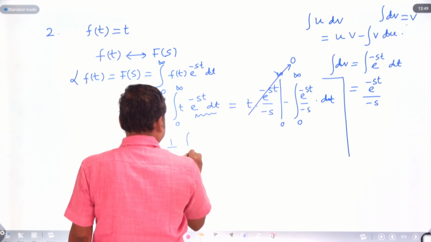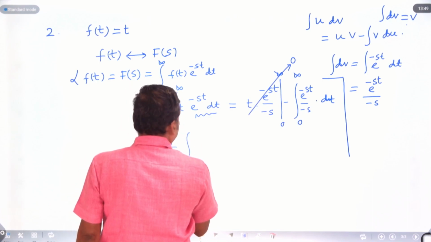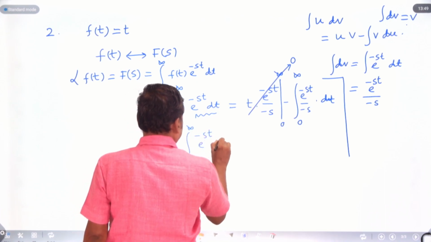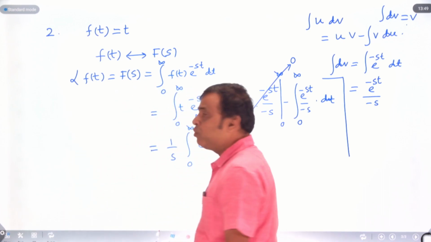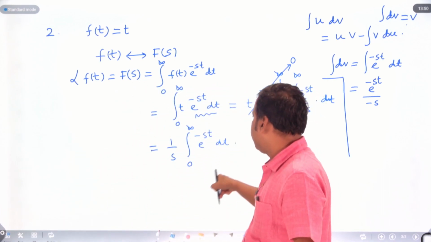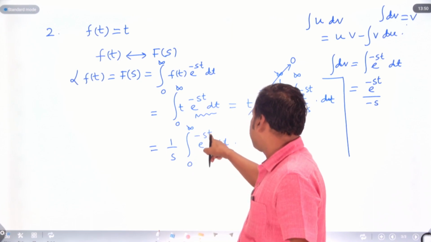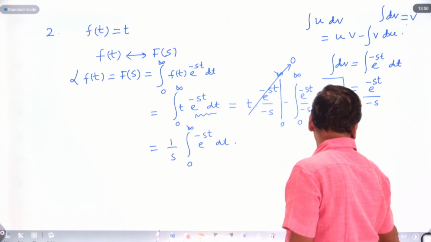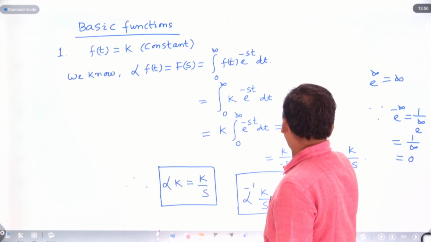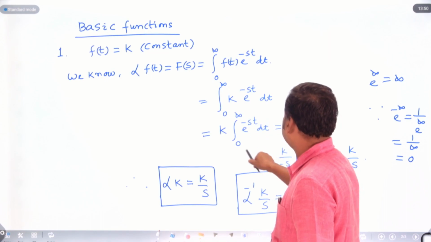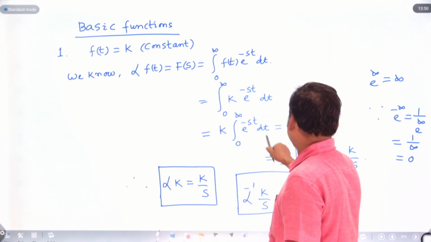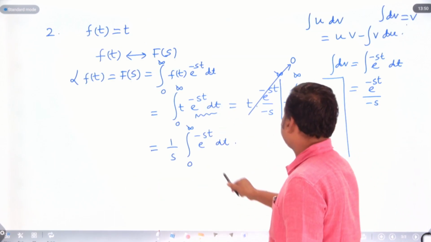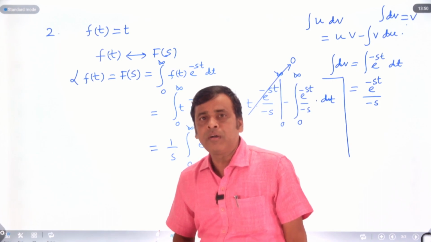the integration from 0 to infinite of e to the power minus st dt. As you know, the integration of 0 to infinite e to the power minus st dt is nothing but 1 by s, from the previous calculation. That is k into 1 by s. Similarly here also, the integration of e to the power minus st dt is nothing but 1 by s.